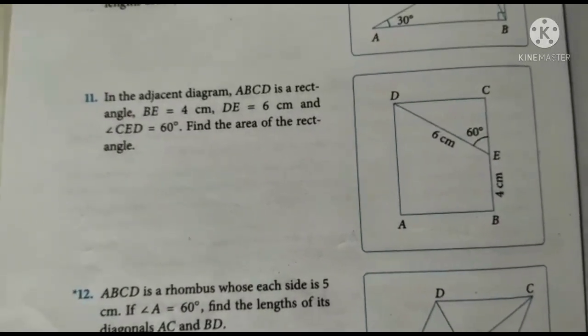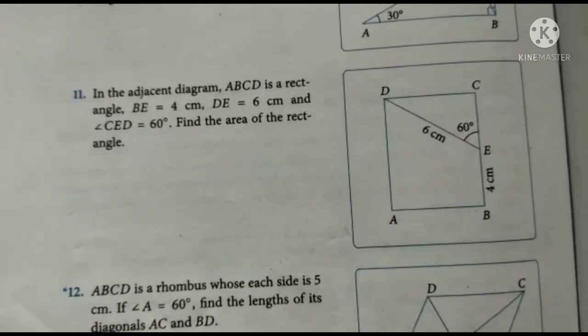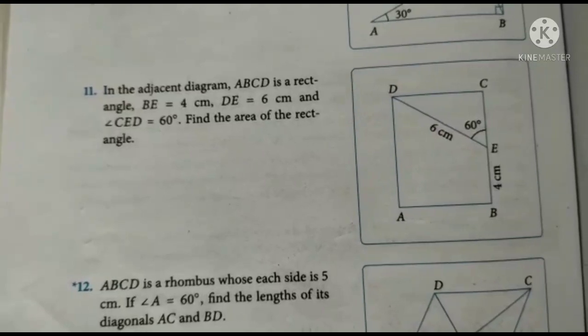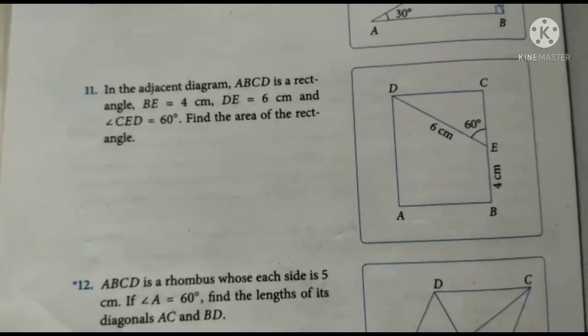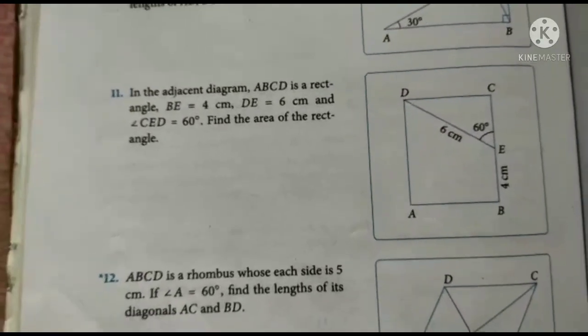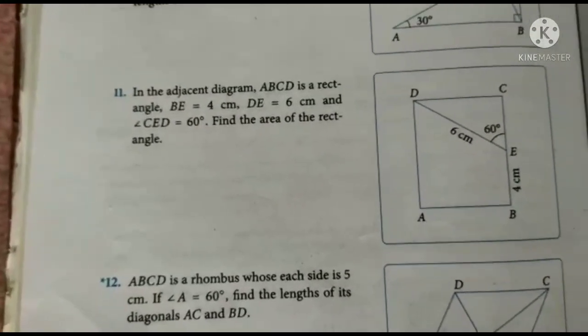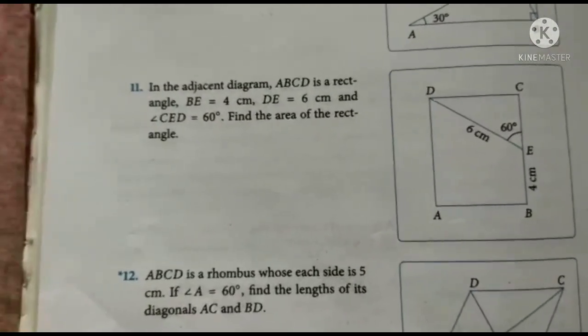Now see, BE is given 4 centimeter. So at first you have to find CE, because in the question it is told to find the area of the rectangle. So what is the formula of the area of a rectangle? It is length into breadth. In lower classes we did, in higher classes also we will do length into breadth.